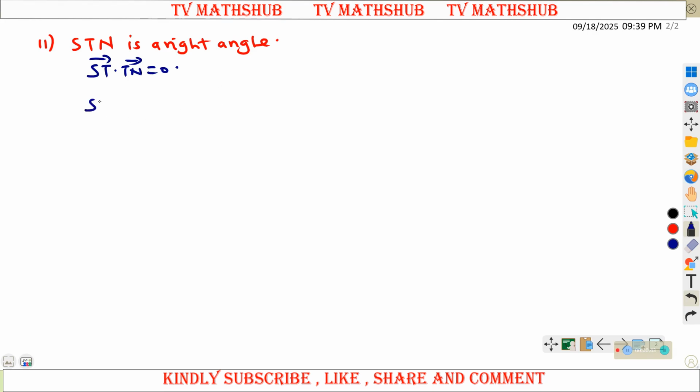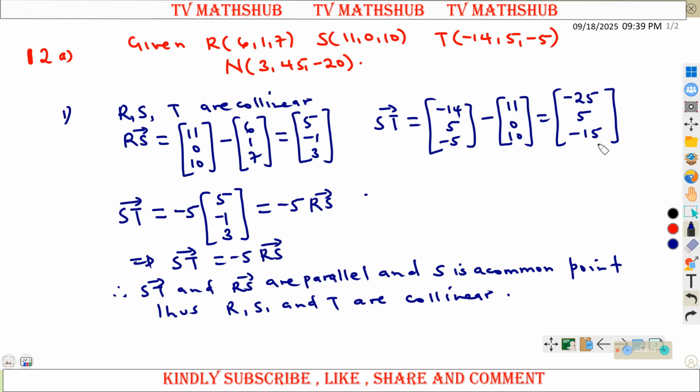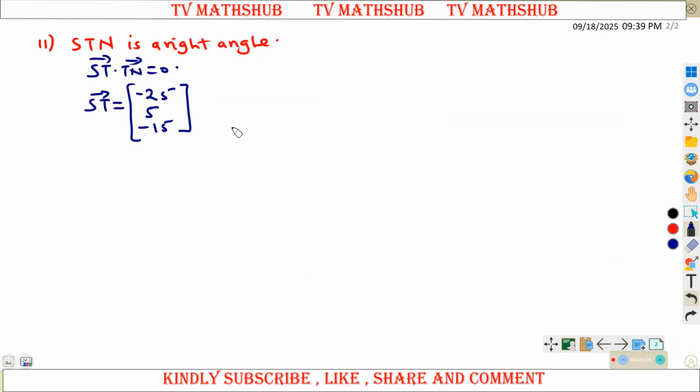So we already have our ST. We have already got our ST, and ST was (-25, 5, -15). So that is what we are having as the ST. So from here we have our ST as that. So next we need to get Tn, so we can look at Tn.